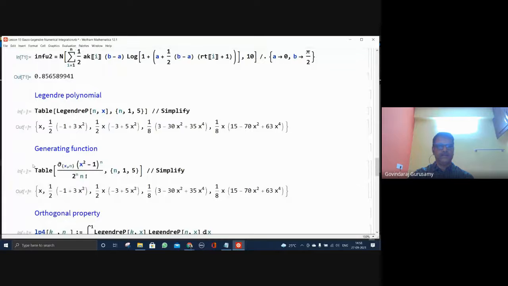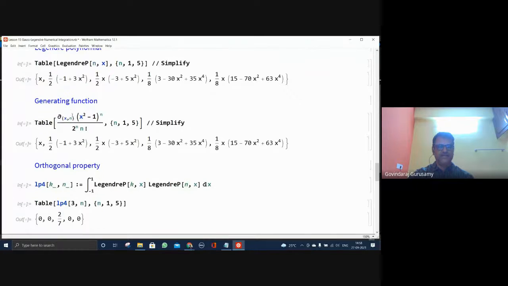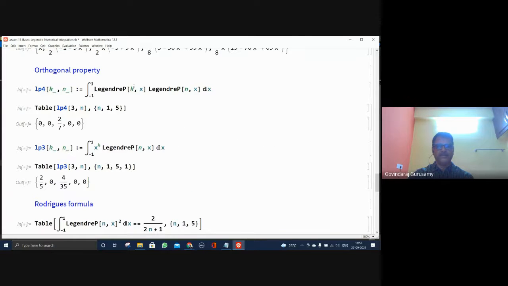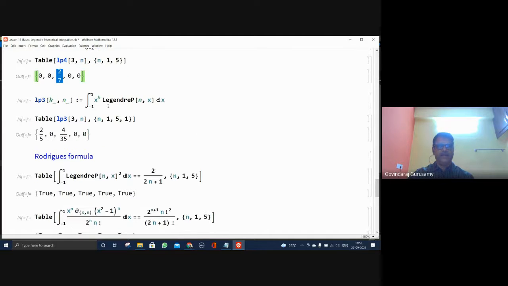This is the Legendre polynomial. This is the generating function. You can generate and compare with the polynomial what you have with this Legendre polynomial. Orthogonal properties: you can see here k and n. When k is not equal to n, you have a 0. When k equals n, you have a finite value, the square of that. And of course, x power k with the Legendre polynomial, these are the results that you will get for different values of the polynomial with the corresponding k values.